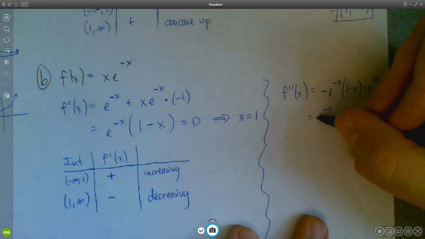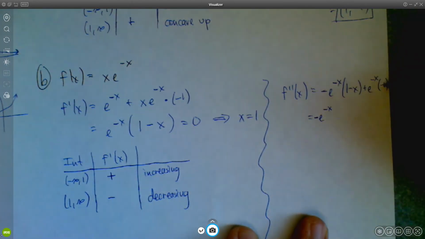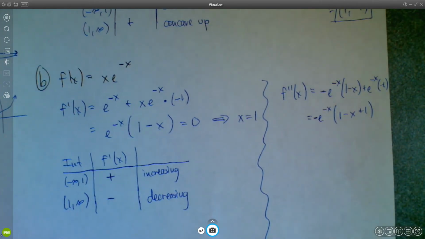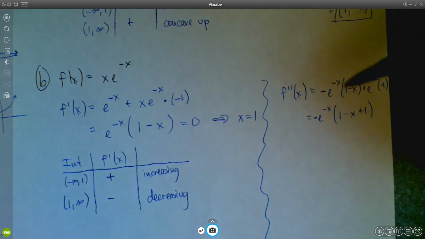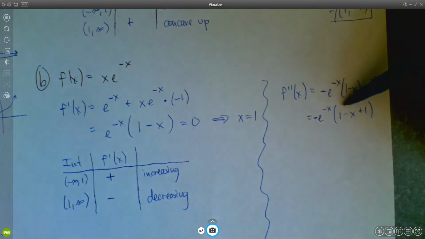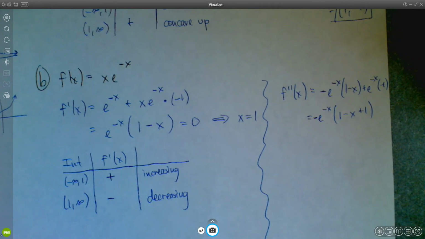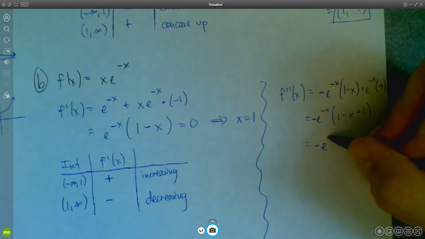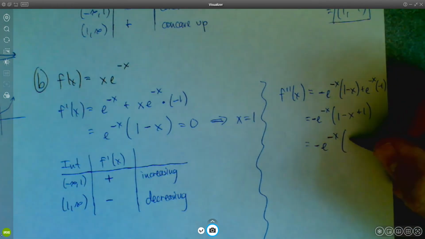In fact, I'm just going to factor out a negative e to the negative x, since this is negative and this one's also negative, right? What would that leave me with? That would leave me with 1 minus x plus 1. Oh, be careful with the negatives there, right? Yeah, that's right. Okay, so this is negative e to the negative x times 2 minus x.